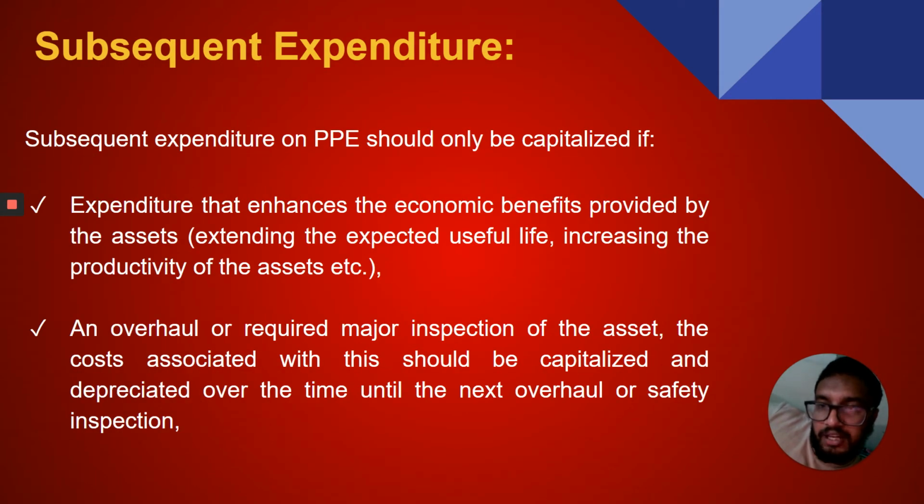So subsequent expenditure should only be capitalized if it enhances the economic benefits provided by that particular asset, such as extending the expected useful life, or increasing the productivity of that particular asset. So the asset should be more efficient, right? You might change some part; if there is a big machinery, you might change its engine so that it will be more efficient, such as an aircraft, okay?